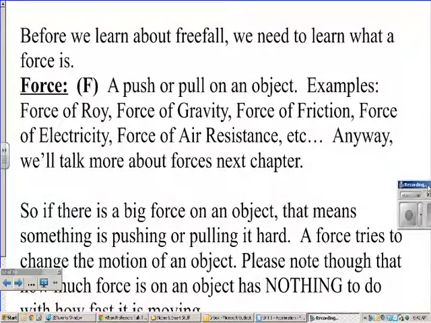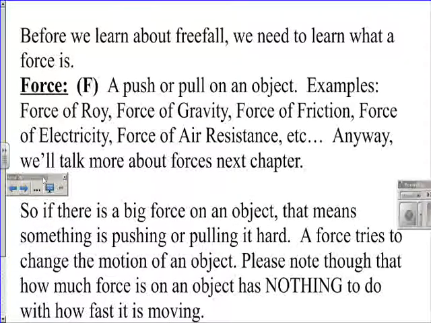Okay, so anyway, we're going to talk more about forces in the next chapter, but you need to be aware of at least that little much. Also, before we move on, it's worth reminding you that when you measure force, you're measuring how hard something is being pushed or pulled. So if there's a big force on an object, that means that something is pushing or pulling it hard with a lot of force.